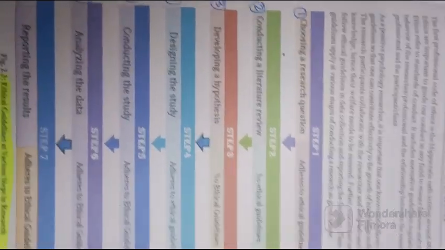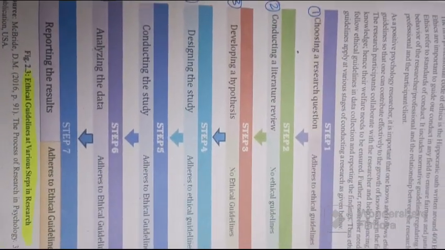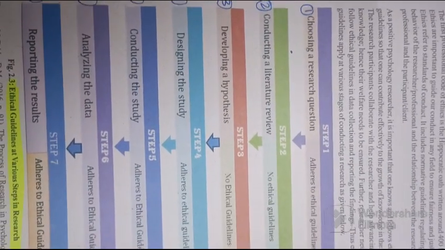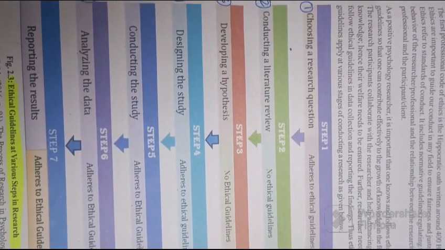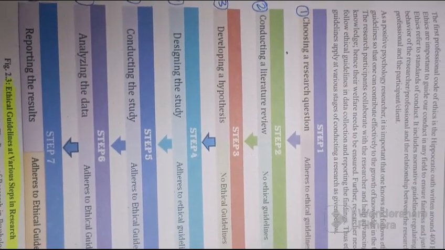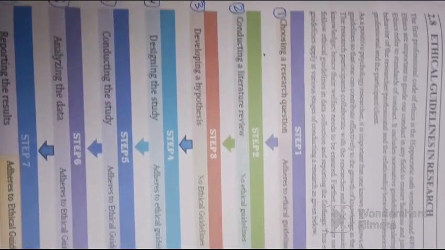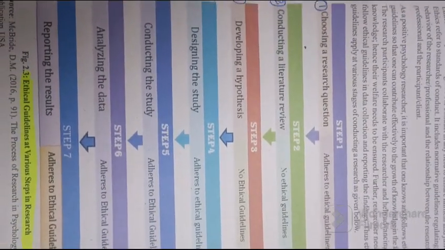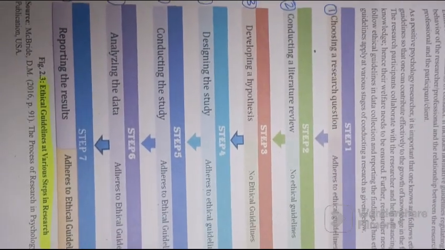See, this is again a flow chart, a color diagram of ethical guidelines at various steps in research. So wherever you find the colored flow charts and diagrams in this book, consider it as important. Okay, so there are various steps. These we have already learned in MAPC first year. So this is just a repetition.